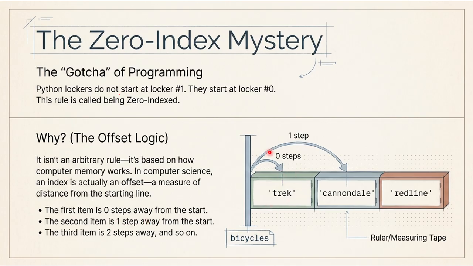Canondale is one step. This we are calling one step. So Canondale is one step away from this starting point, so that's why its index is 1. And Red Line is 2 steps away. That's why its index is 2.